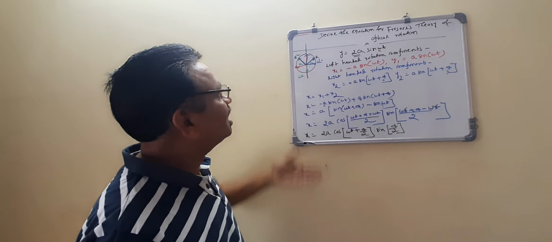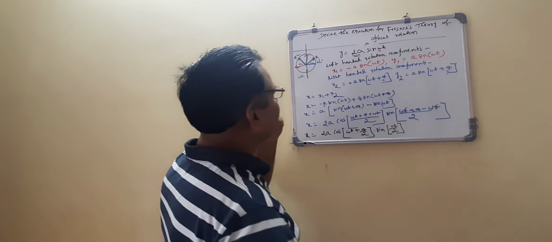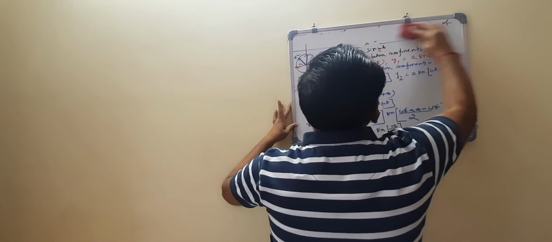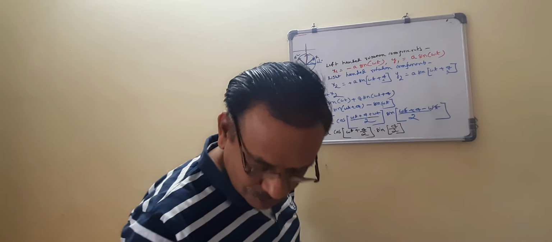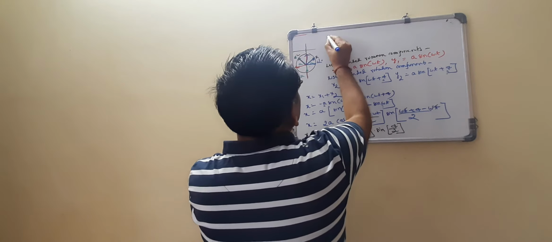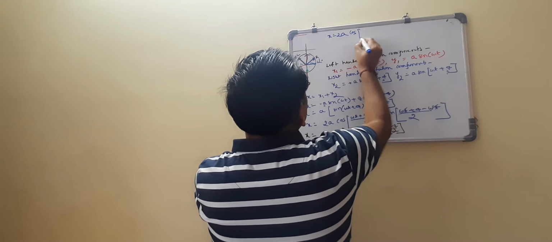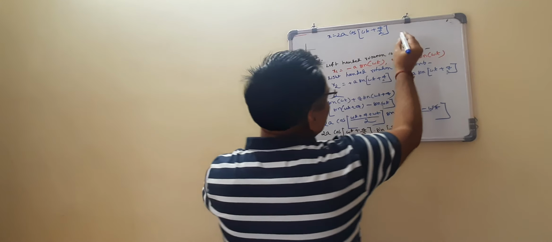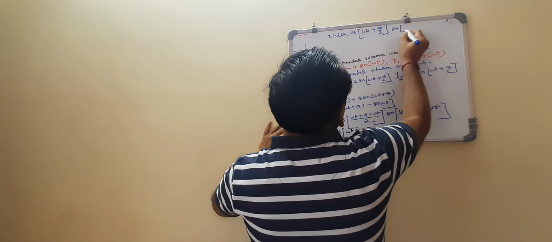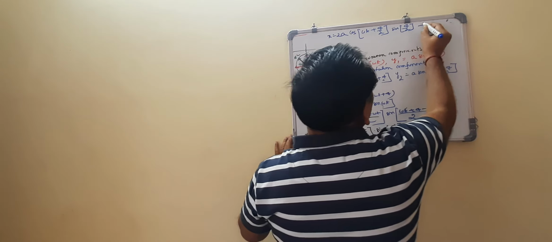Okay, similarly, I will add y component. I will write here. What is x? x equal to 2a cos of omega t plus phi by 2 into sine of phi by 2. This is the one. Equation 1 I will call it as.